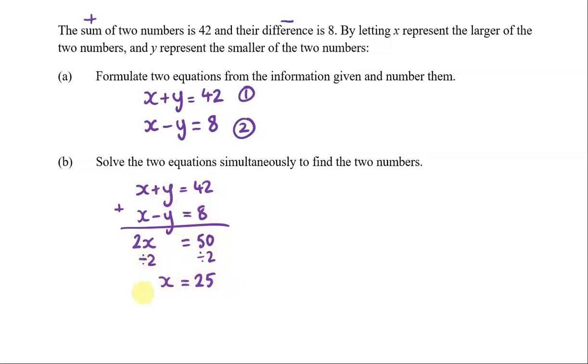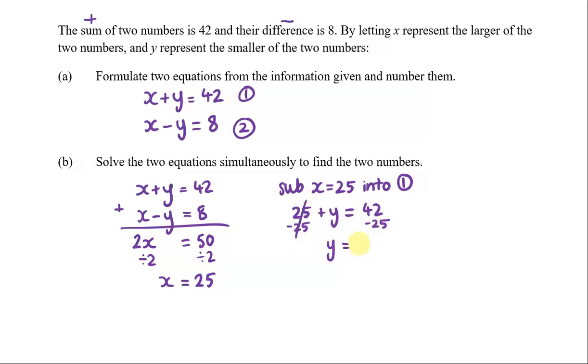So as always, once we know what x is, we need to know what y is. So we need to substitute x equals 25 into one of our equations, either one. Let's do number 1. 25 plus y equals 42. So to find out what y is, we need to minus 25 from both sides. And we're left with y equals 42 minus 25, which is 17. So we found out what x and y are.